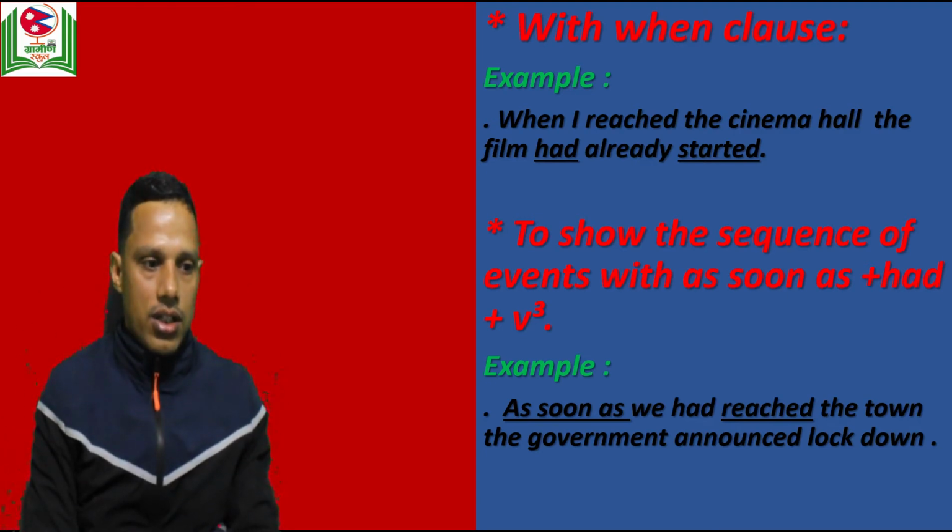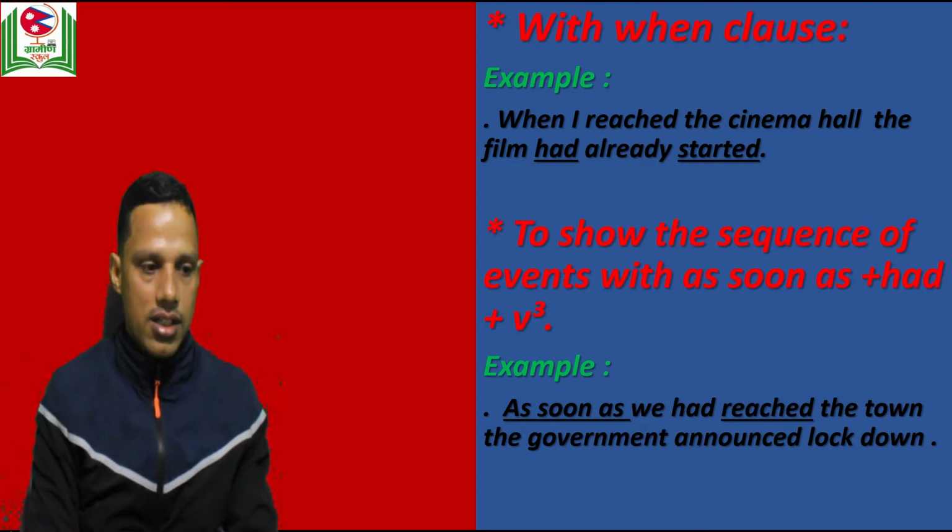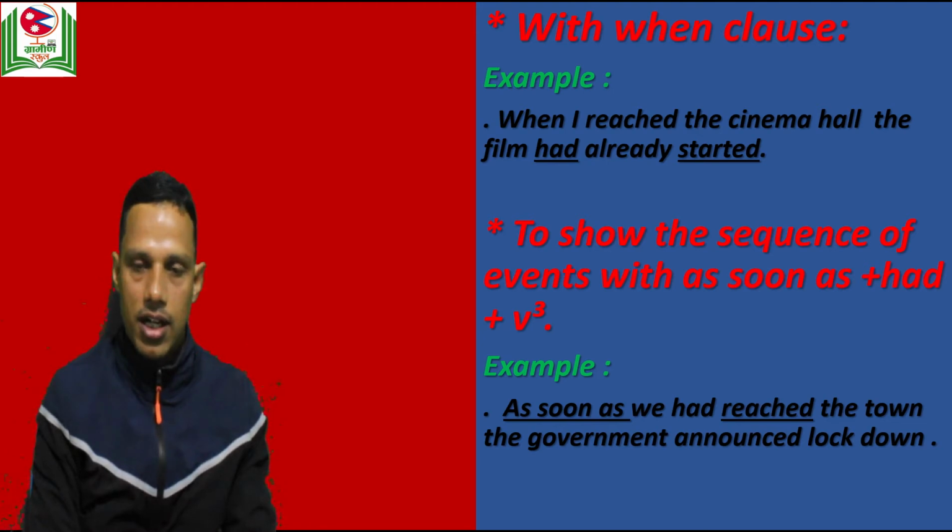Then we use it with a when clause as well. Yes, you can see the example. When I reached the cinema hall, the film had already started. Next condition, to show the sequence of events with as soon as plus had plus verb 3. You can see the example for this. As soon as we had reached the town, the government announced lockdown.